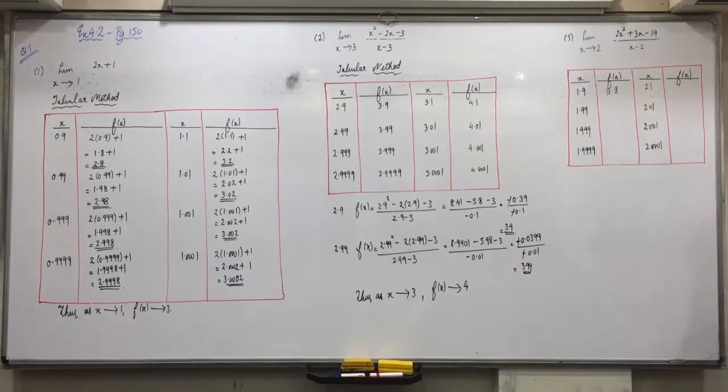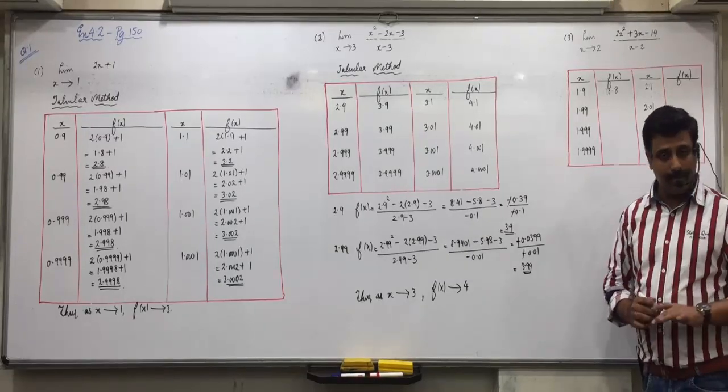10.8. Any confusions? Okay. Mostly you must get 10.9899, 10.99899. But at least one more, verify, then write it. So do it.